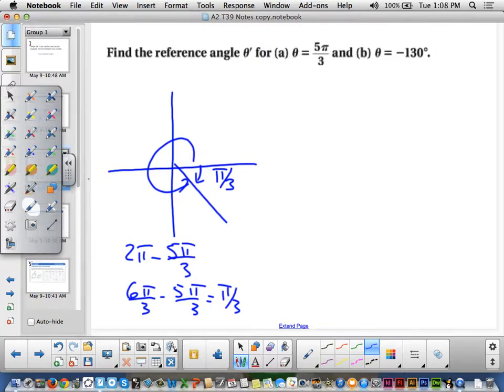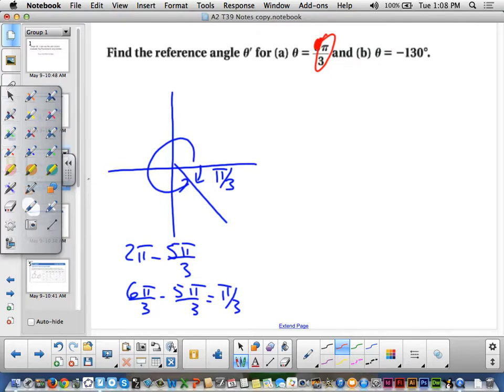That's the long way. The quick way, and it's really simple, is that the numerator should only have pi in it. Pi over 3 ends up being the reference angle. So if you're in radians, your reference angles are very easy to find. Just get rid of anything in the numerator except for pi, and it's pi over 3.